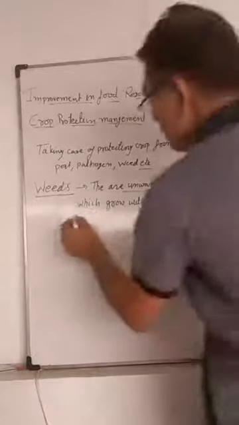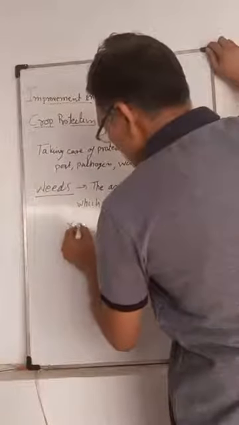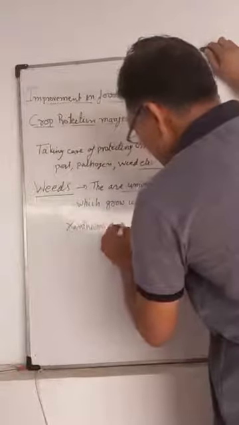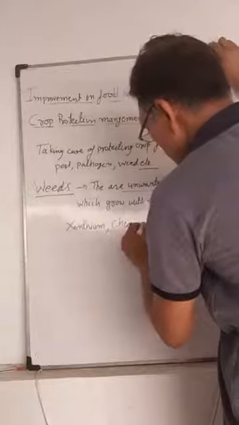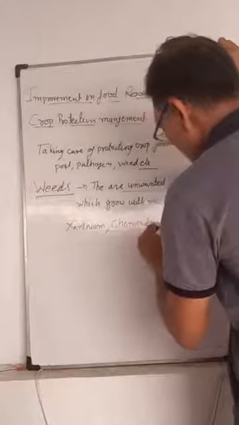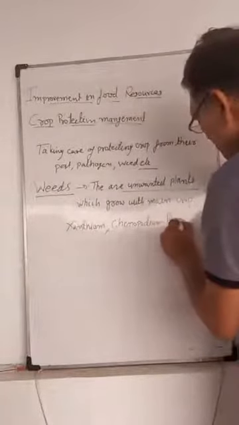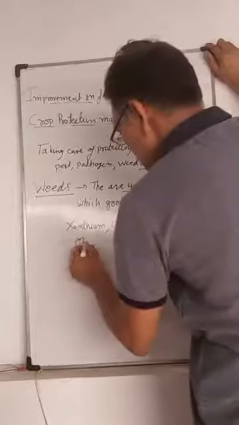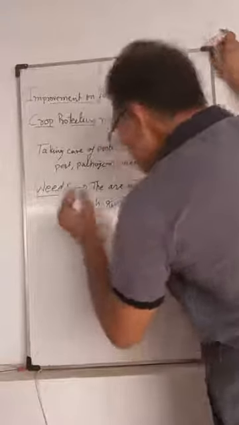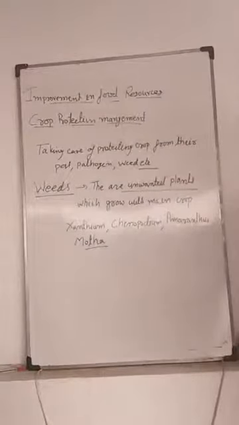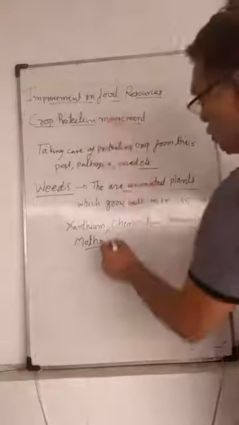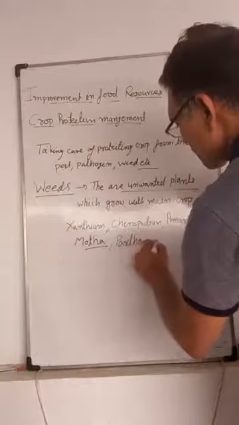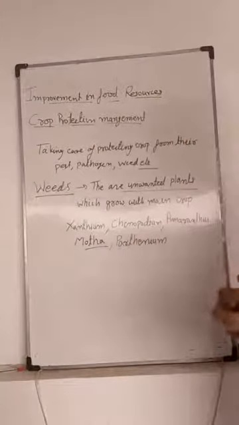These are Xanthium, Chenopodium, Amaranthus, Motha, Parthenium. These are the different types of weeds which grow with the main crops.